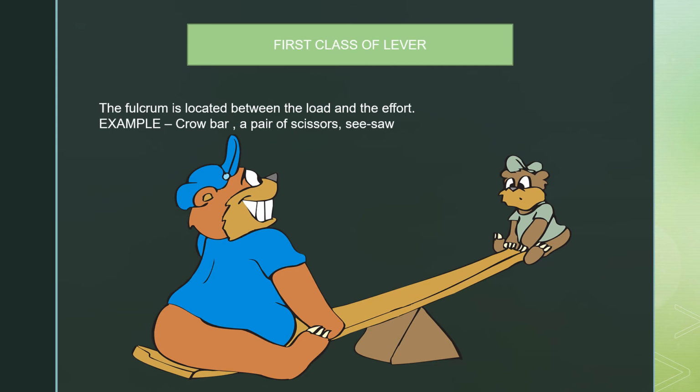Other first class levers include a car jack, a pair of pliers, a pair of scissors, a water pump, a balance or pair of weighing scales, a crowbar, a claw of a hammer taking out a nail, or a lever with a rock as its fulcrum trying to lift another rock.